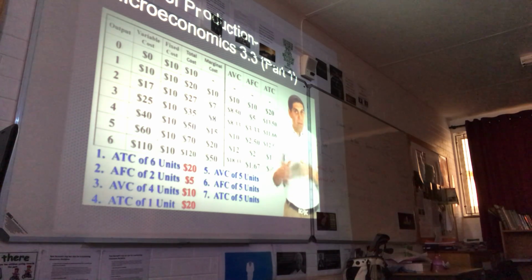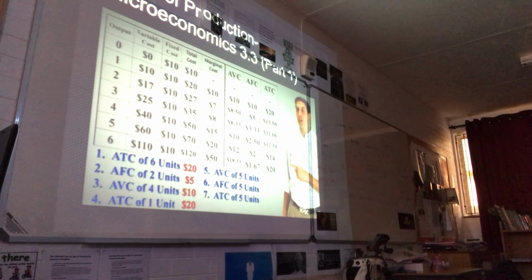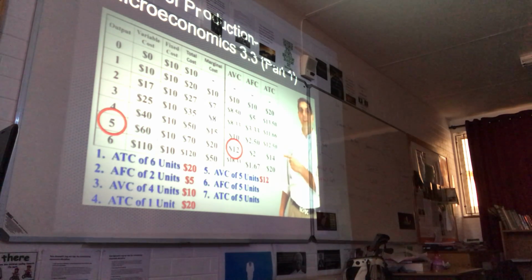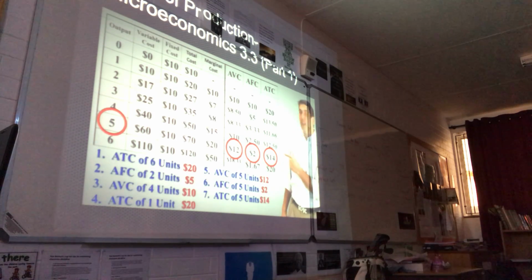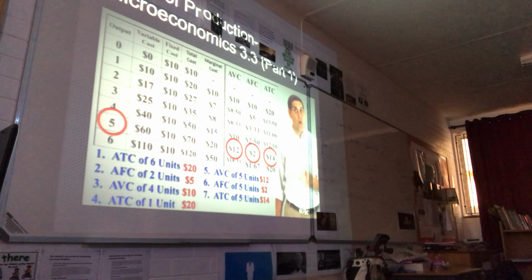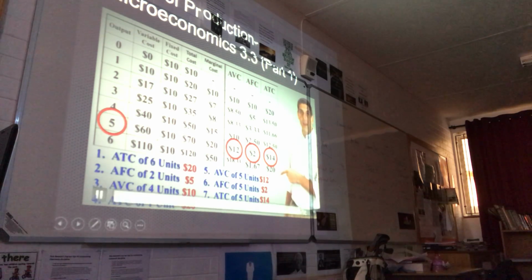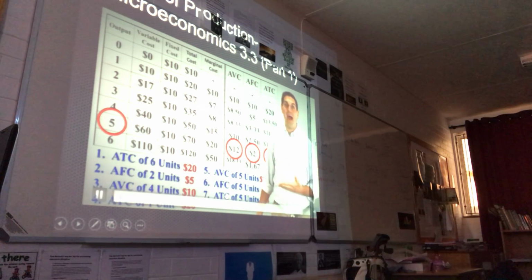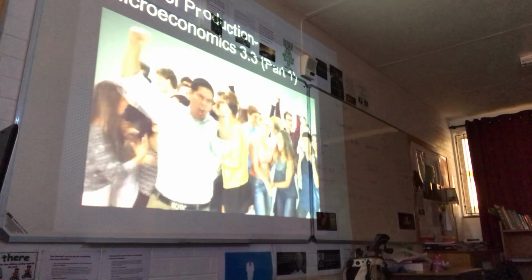Now let's take a step back and find out something you might not have noticed first time around. Notice that the average variable cost plus the average fixed cost equals the average total cost. For example, for 5 units, the average variable cost was $12, the average fixed cost was $2, and the average total cost was $14. 12 plus 2 equals 14. That's how it is for every single one of these. The average variable cost plus the average fixed cost equals the average total cost. Actually, it is not that bad. I kind of like cost curves.